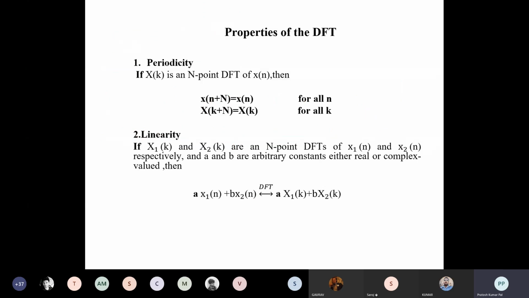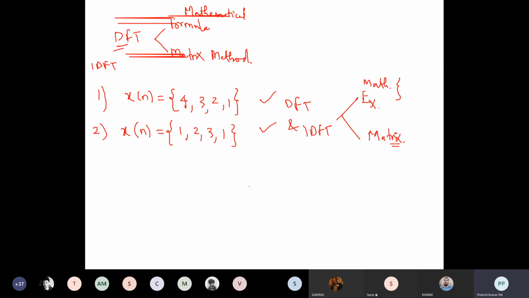The next topic that we should be moving forward with is the properties of DFT. Yes, are the questions noted? Bhoomika, yes, Bhoomika. Yes sir. Noted? Okay, yes, okay.